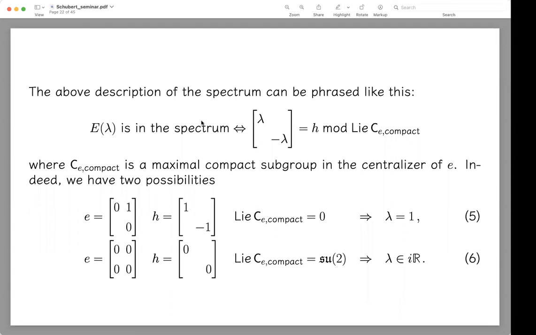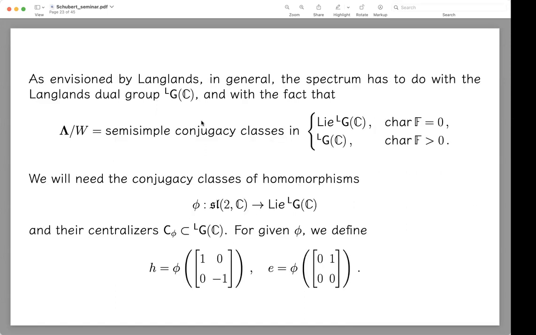So this is a general principle, as envisioned by Langlands. It has to do with the fact that this lambda, the space of all possible lambda modulo W, these are the semi-simple conjugacy classes in either the Lie algebra or the Lie group, the Lie algebra of the Langlands dual Lie group or on the group itself. And the way to state the spectrum is to consider better.